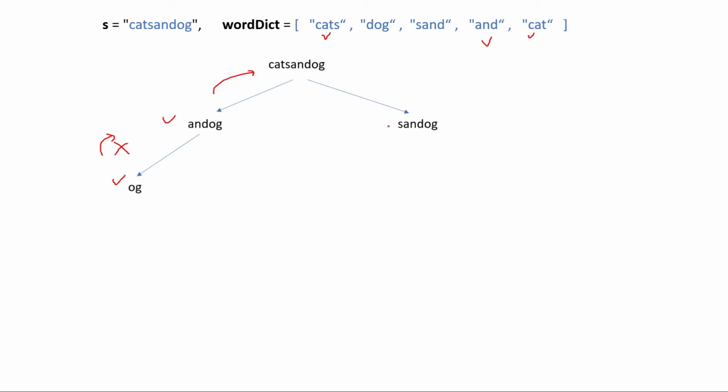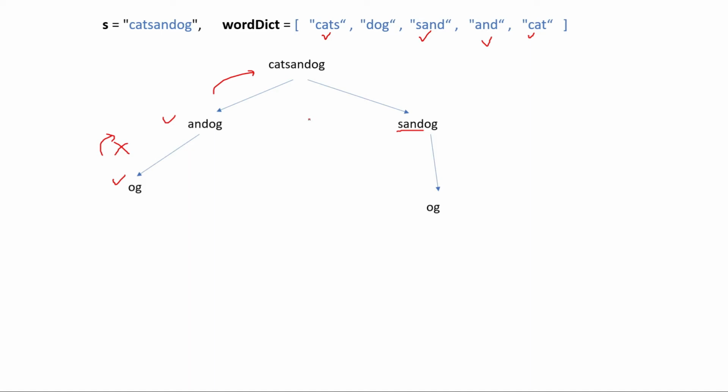How we can proceed. For sand dog, what is the matching prefix here? Sand is matching, right? Because this part we can match. Then after that, what will be the remaining string? Again, it's dog. That means here we can't form the string catsanddog using this word dictionary because we ran with all the choices but did not get a correct result.